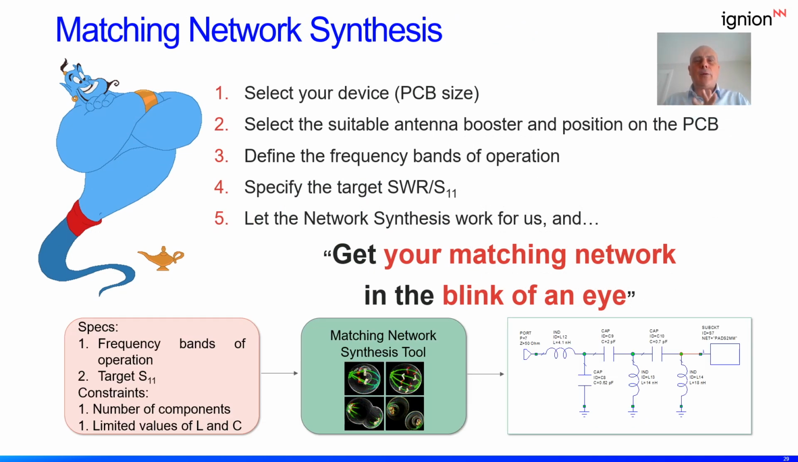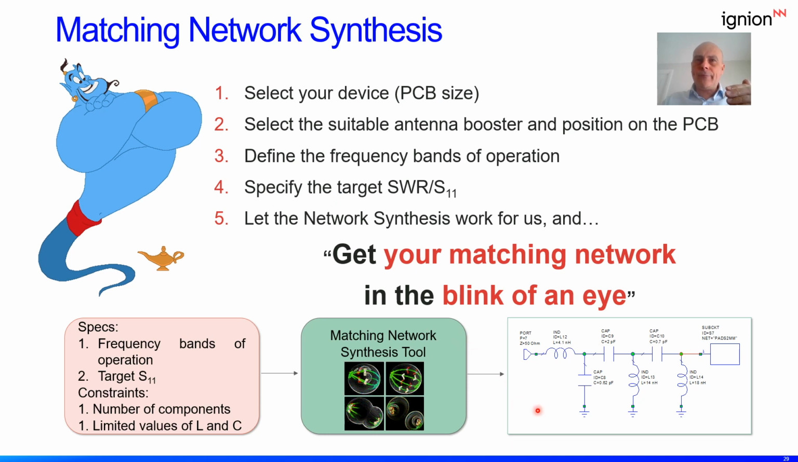Let's imagine that we are at the very beginning of our project, of our generic node. So we select our PCB size in this library. Also, we select which is the best antenna booster. We define the frequency bands of operation and a target, maybe a target of S11 or maybe a target of efficiency. And that's all. This is enough input data for the software to start analyzing millions and millions of matching networks to get the best matching network, the best topology, and the values to satisfy the target specs.